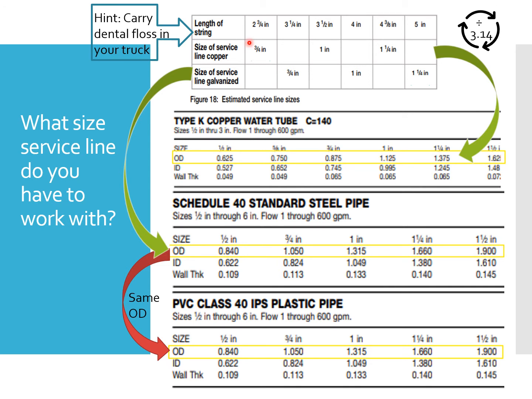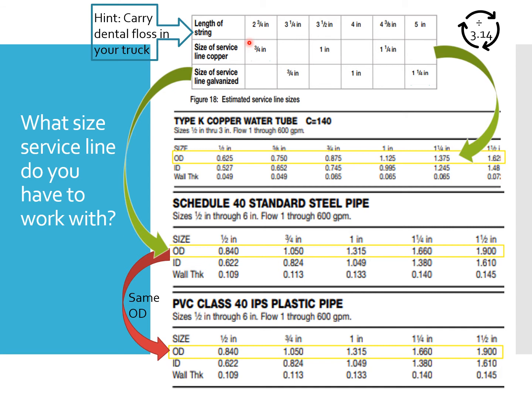And one little trick is to carry some dental floss in your truck because it doesn't stretch, and it's something that is easy to carry around, and it's lightweight, and it'll slip underneath pipes a lot easier than trying to find some other type of rope or something else like that.